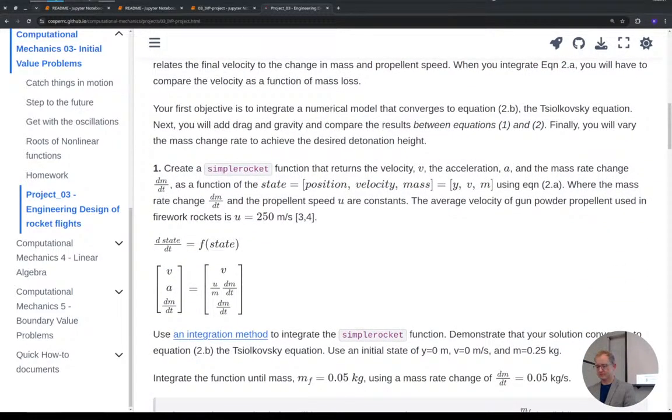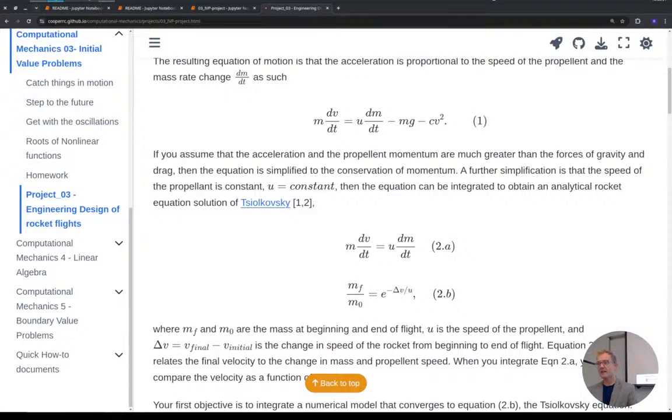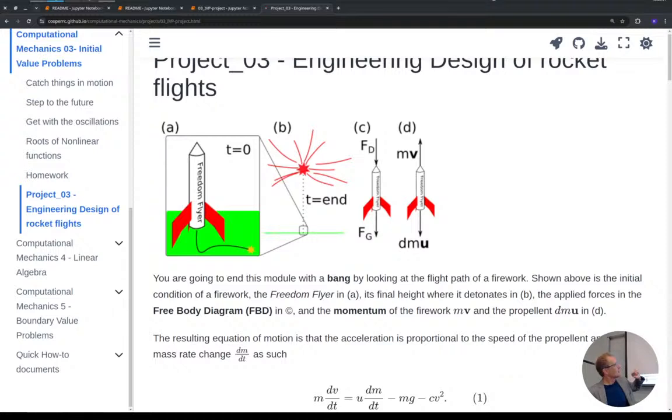Wait, what is the last term? For equation 1, what is the last term? Oh, CV squared. Our main driving force is the fact that we're expelling mass. So that's our loss in mass times u, however fast it moves. That's our thrust. Then force of drag is some constant times v squared. And gravity, we're trying to go up off of the earth, so gravity is also opposing.